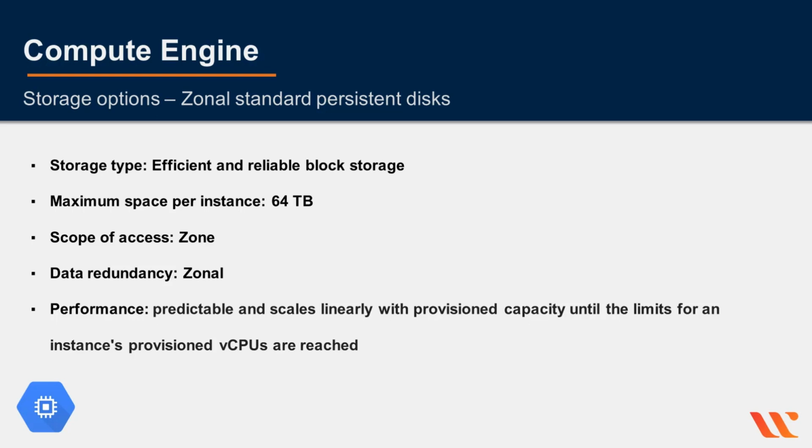Persistent disks are predictable and they scale linearly with provisioned capacity until the limits for the instance are exhausted. The data on each persistent disk is distributed across several physical disks. Compute Engine manages the physical disks and the data distribution to ensure redundancy and optimize performance for you. You cannot attach a persistent disk to an instance in another project, and there's a limit of 16.